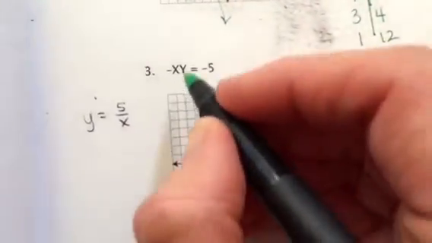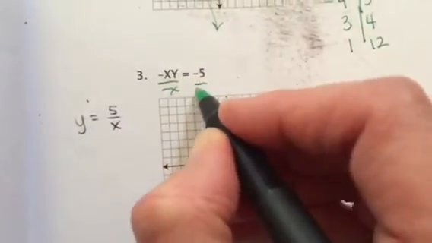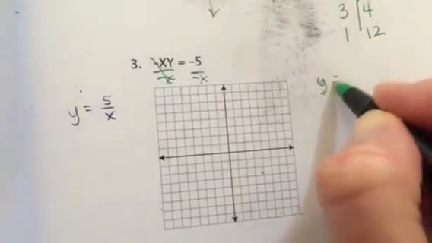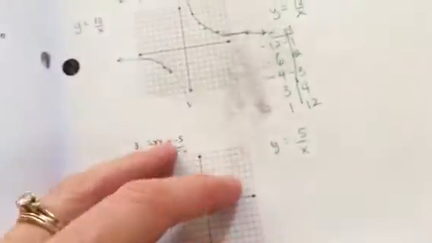Okay, this is the only one I'm going to do real quick that has a negative. Actually, we're going to lose our negative. If you divide both sides by -x, you see you're going to get y equals 5 over x. So you're just going to do the same thing. Okay, just plug in points. They all look exactly the same. They just go through a few different points.